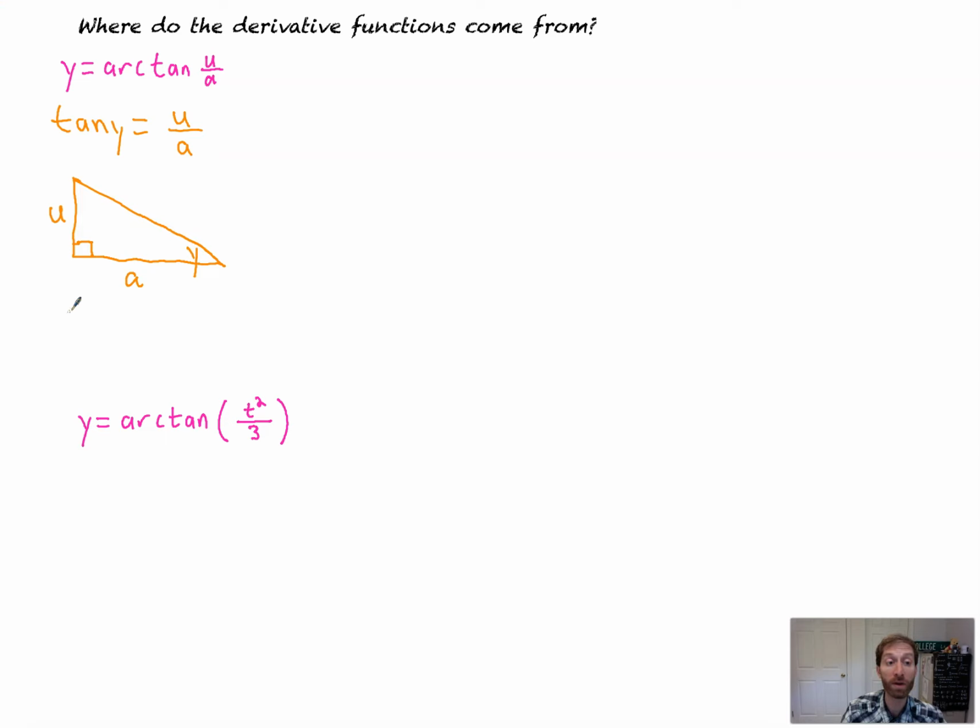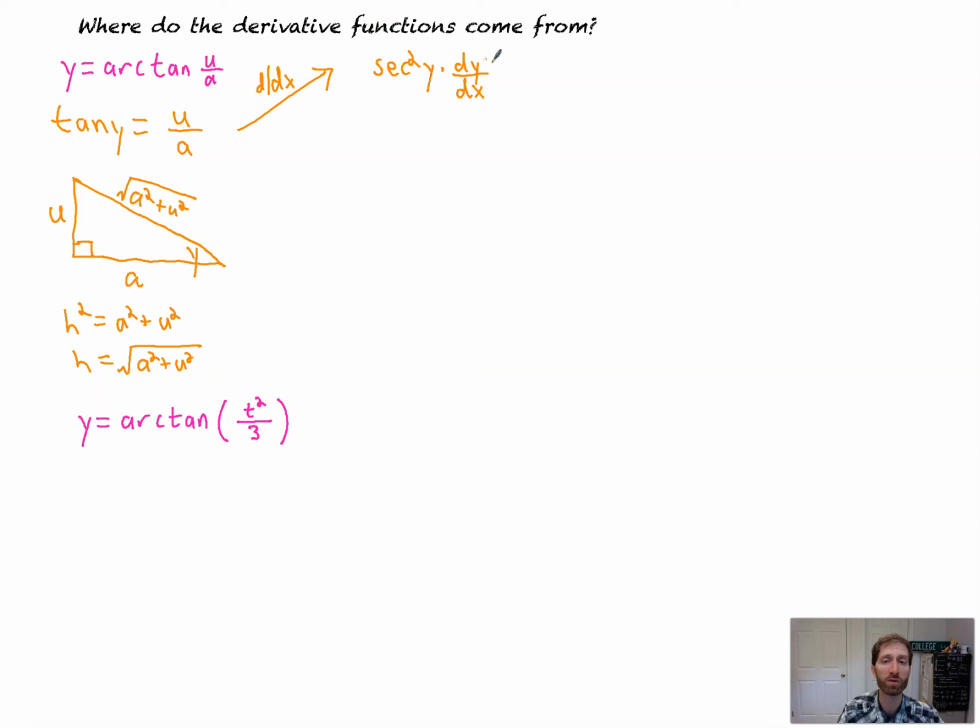And when we do the Pythagorean theorem, let's call that the hypotenuse squared equals a squared plus u squared. And so h would be equal to the square root of a squared plus u squared, h being the hypotenuse. Now from here, what we need to do is take the derivative of both sides. So I'll just say d by dx. The derivative of tangent is secant squared y times dy dx. Chain rule there with the y, we're taking the derivative with respect to x.